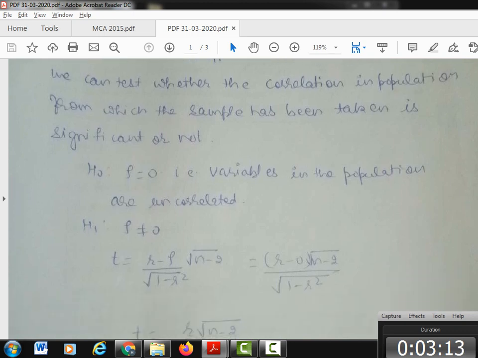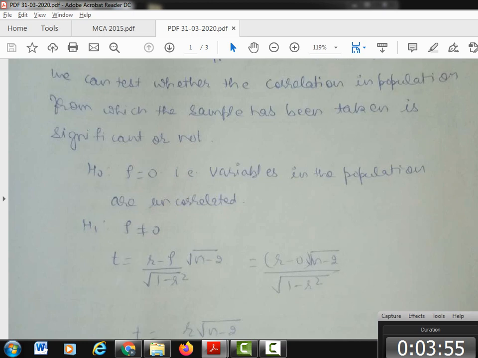The very first step of any kind of testing, whether large or small sample, is to set up the null hypothesis. In this case, I set up my null hypothesis H naught: rho is equal to 0. Here rho is the population correlation coefficient, and small r is the sample correlation coefficient. What does rho equal to 0 mean? The variables in the population are uncorrelated; there is no relationship between the variables in the population. The alternative hypothesis, which is the complement of the null hypothesis, is rho not equal to 0.